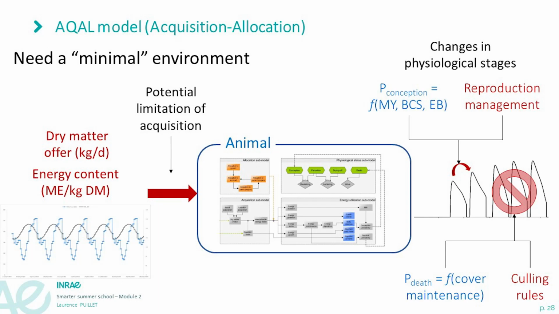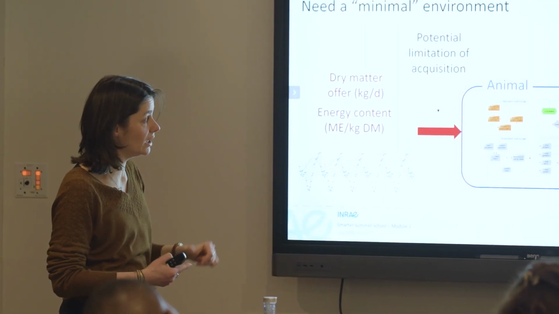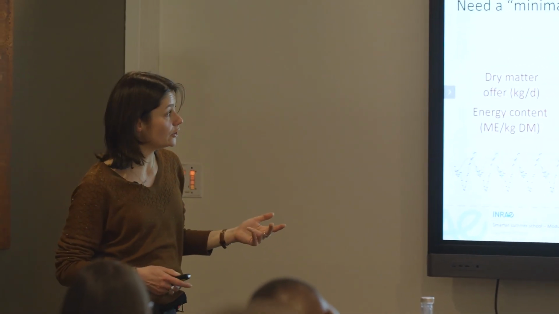And finally, to be able to simulate the lifetime of the dairy cow, which is the objective of the model, you need an environment, because I told you the animal has a genetic scaling parameter for acquisition, but we need to know if the environment allows this potential acquisition to be achieved. And I talked about changes in physiological stage. So there are some individual biological variables. The cow has its own conception probability, depending on milk, body condition score, and energy balance.